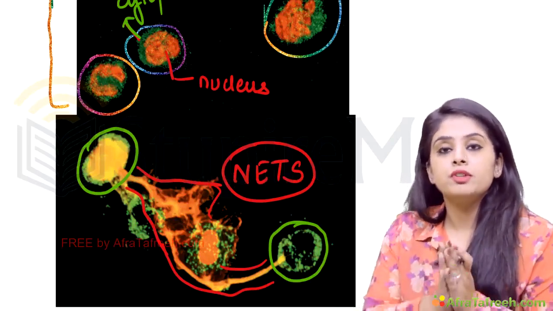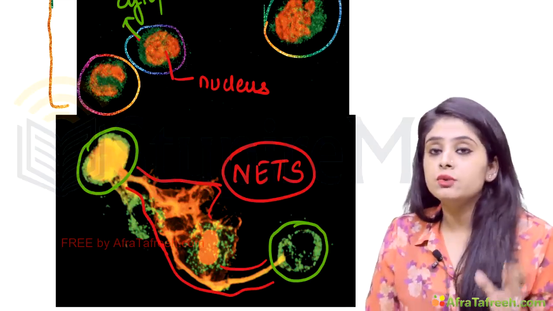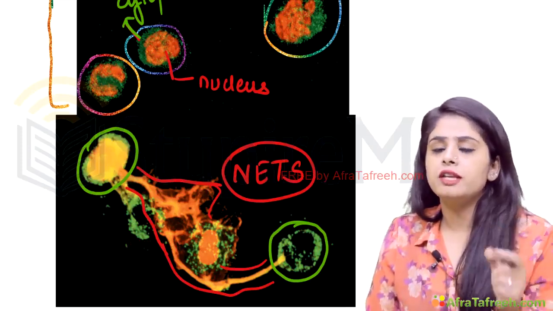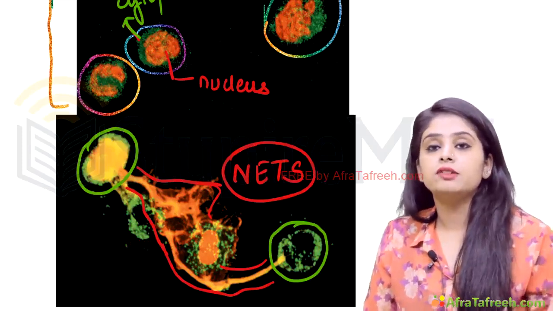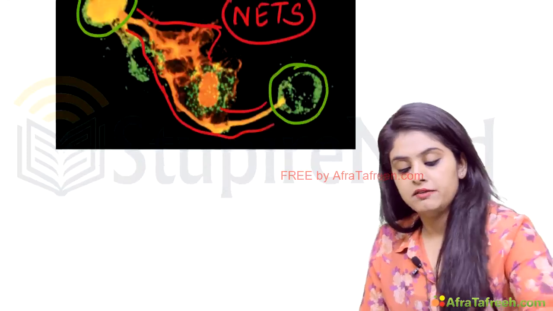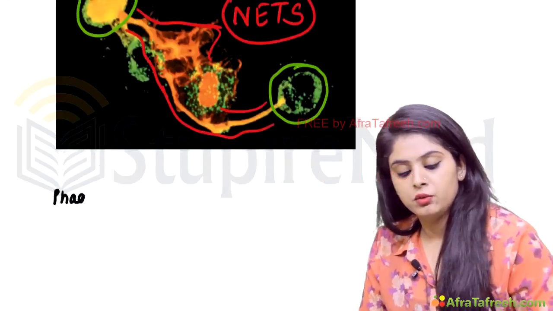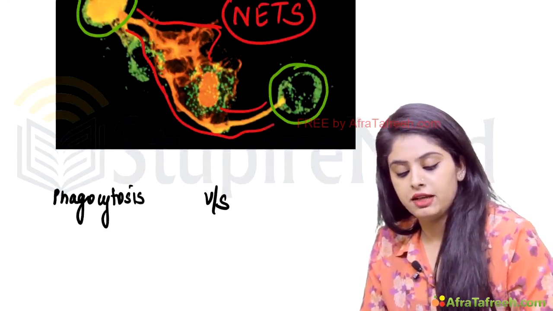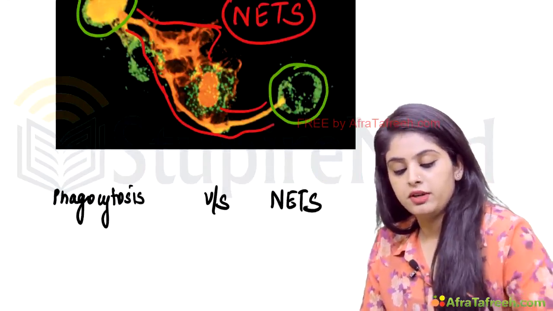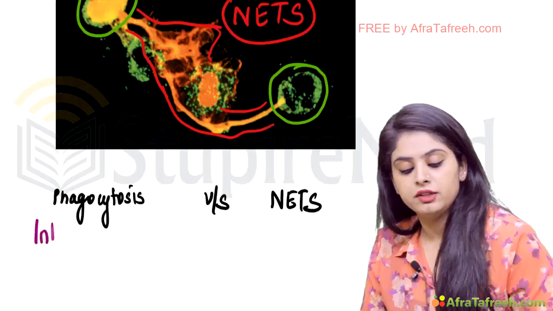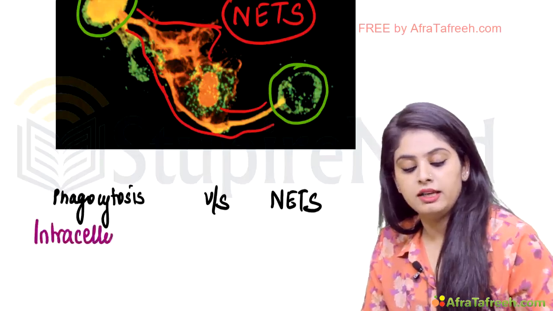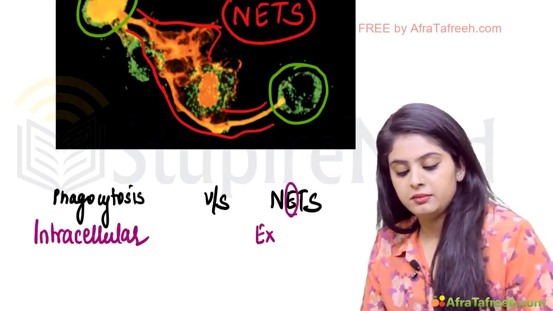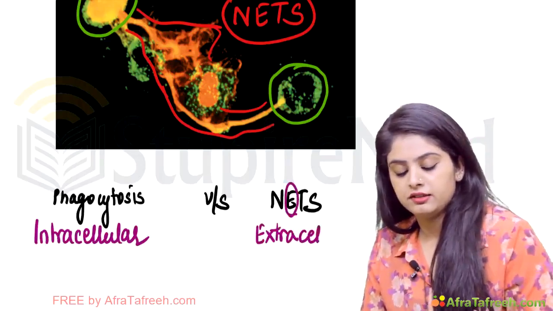So this is one of the more recent forms of killing which you need to differentiate from phagocytosis, and 1 or 2 very important differences matter here. Remember phagocytosis, if you want to differentiate it from neutrophil extracellular traps. The first point is that phagocytosis was intracellular. All the killing was happening inside the cell, and NETs, as the name suggests, is extracellular.